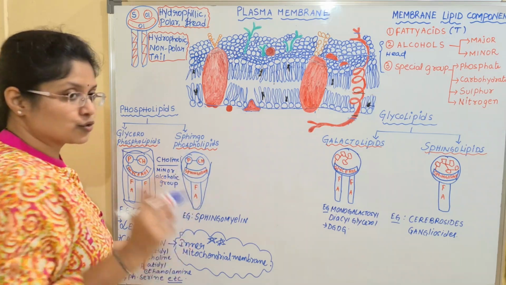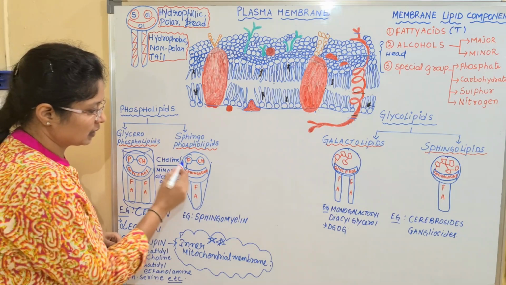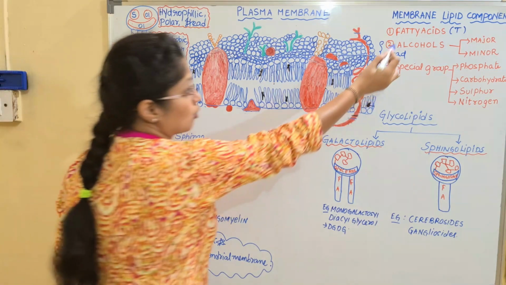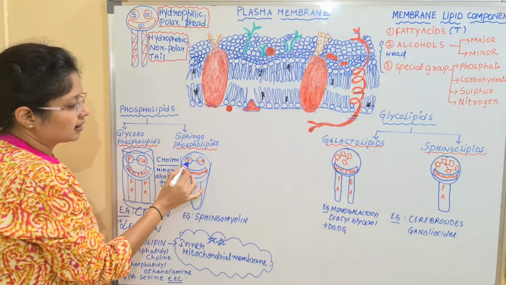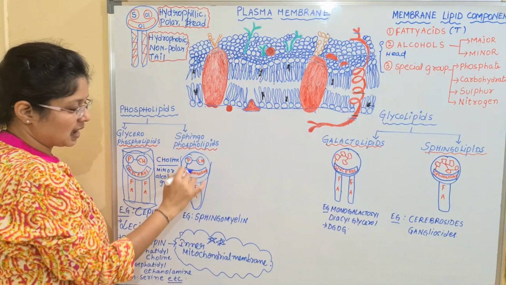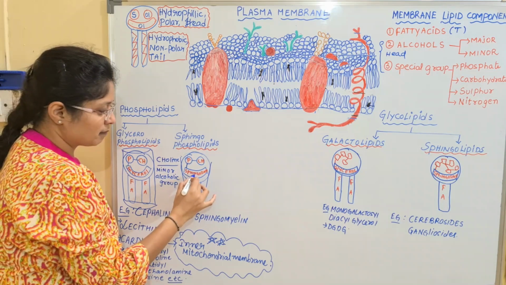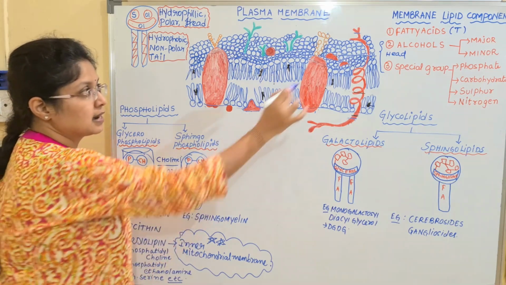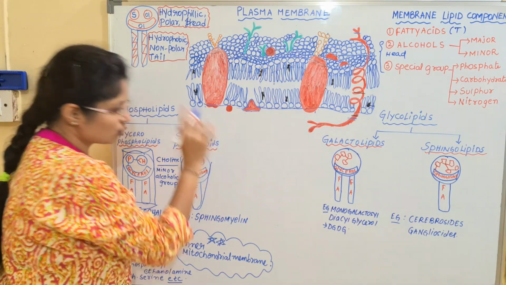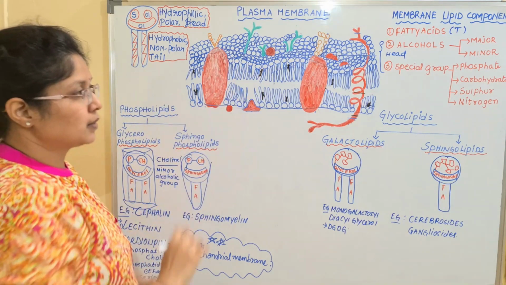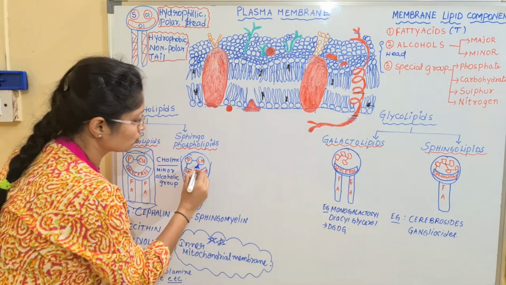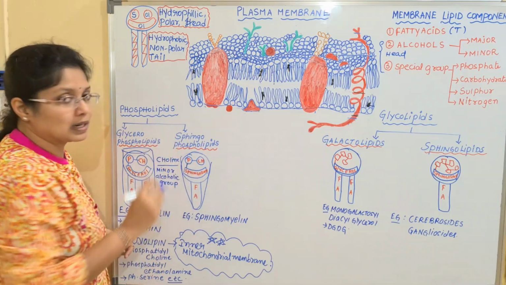And coming to the structure of the sphingolipids, sphingolipids are associated with sphingosine. The major alcohol is sphingosine, and we have the special group. What is the special group here? It is phosphate. Yes, we have one fatty acid present, the major alcohol sphingosine is present, and we have the special group, that is the phosphate. And what is another component? We have the minor or substituent alcohol, which is choline.